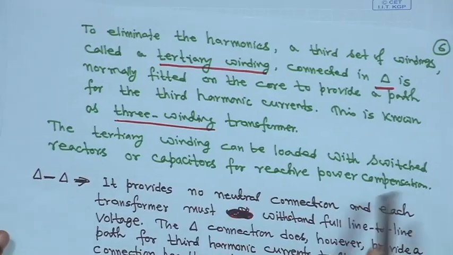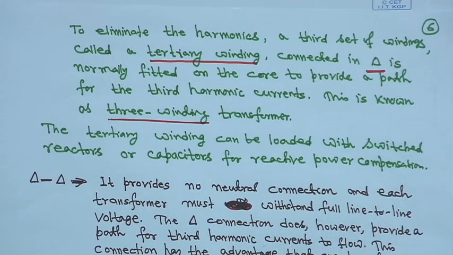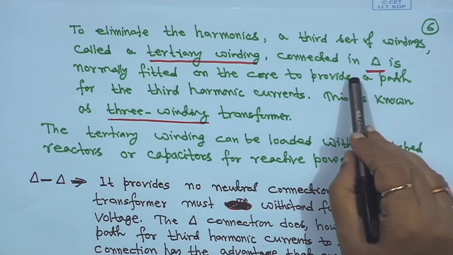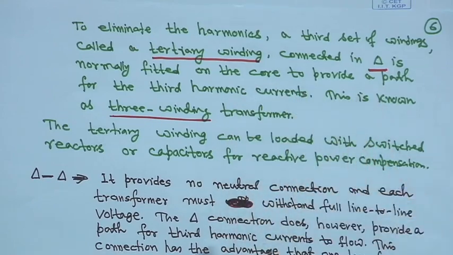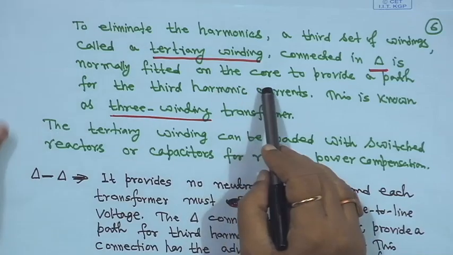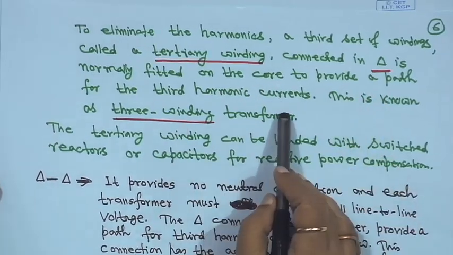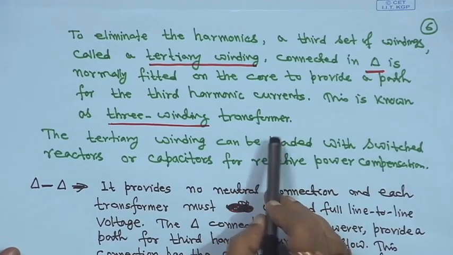Now, although we will not study it, for some idea, to eliminate the harmonics, a third set of winding called a tertiary winding, connected in delta, is normally fitted on the core to provide a path for the third harmonic currents. This is known as a 3 winding transformer.